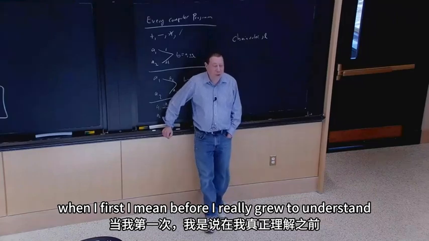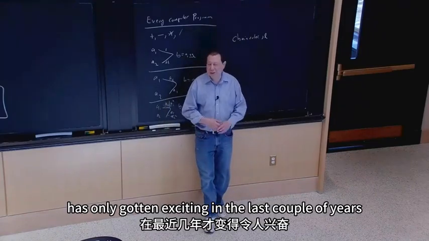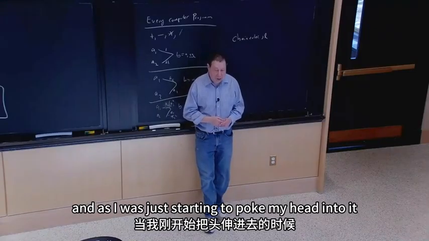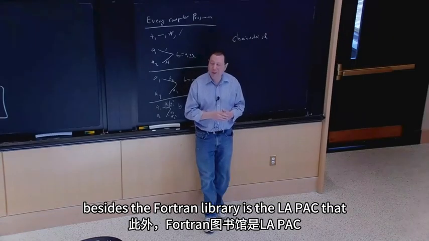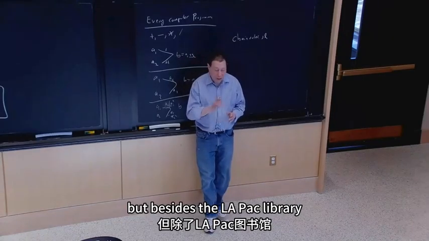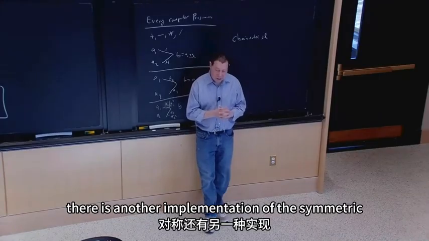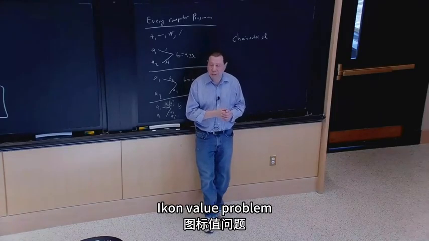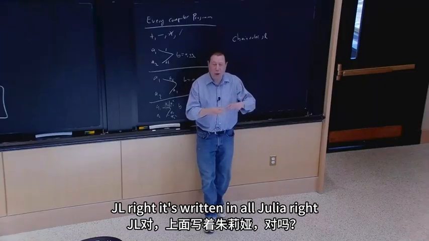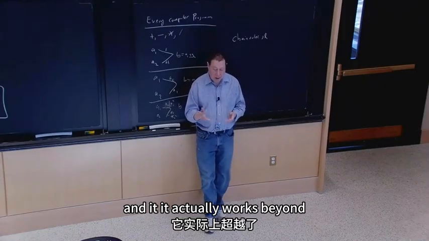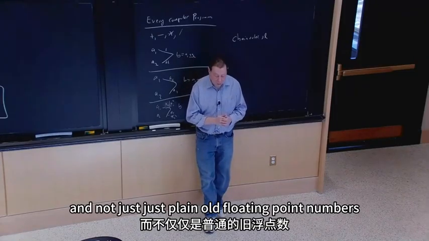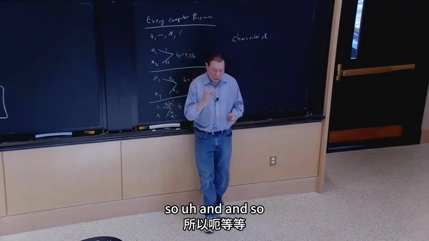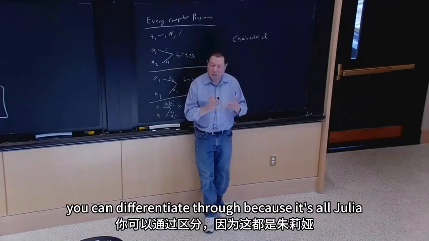Before I really grew to understand automatic differentiation, which has only gotten exciting in the last couple of years, and as I was just starting to poke my head into it, I differentiated the eigenvalue problem. Besides the LAPACK library, which is Fortran or probably C now anyway, there's another implementation of the symmetric eigenvalue problem in GenericLinearAlgebra.jl, right? It's written all in Julia, and it actually works for quaternions and weird number systems and finite fields, not just plain old floating point numbers. So you can differentiate through it because it's all Julia, and it got the right answer.